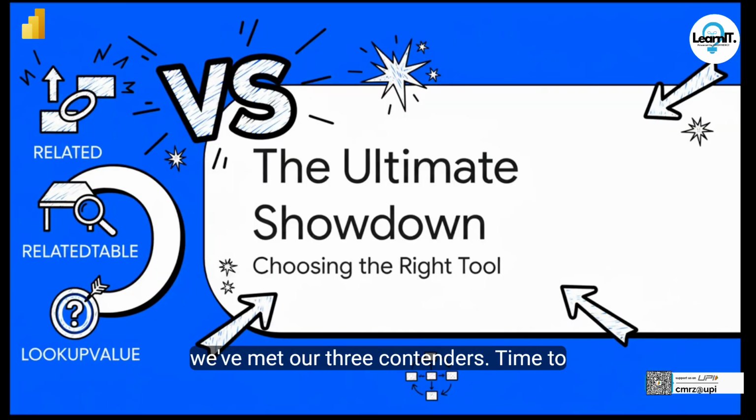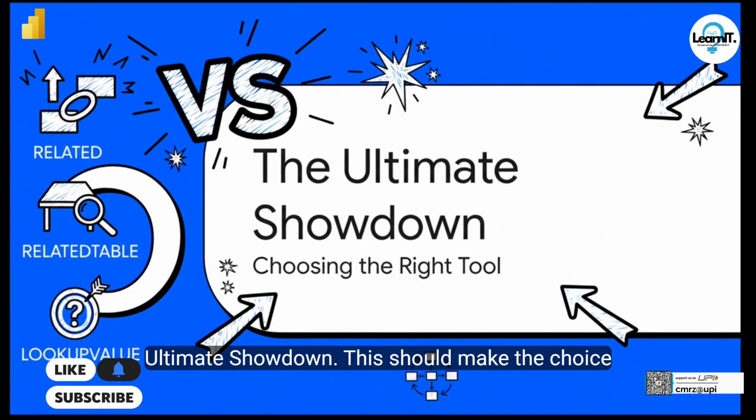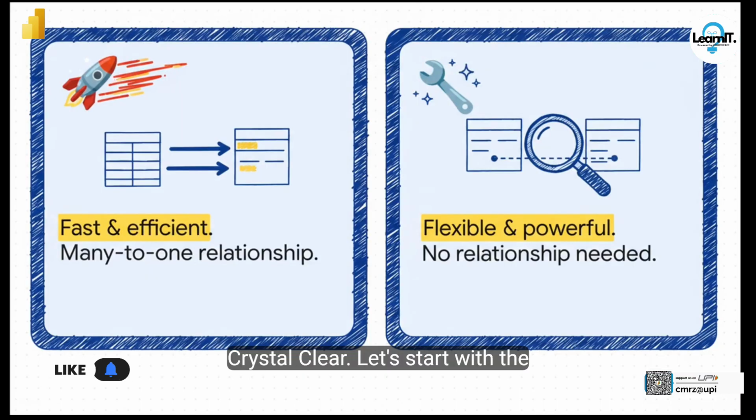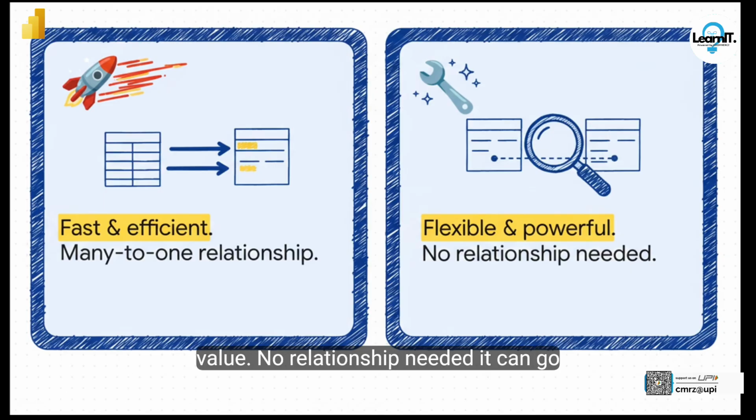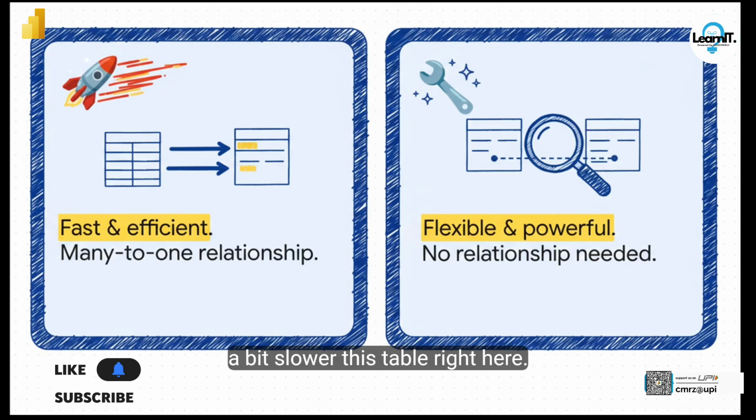All right, we've met our 3 contenders. Time to put them side by side in the ring for the ultimate showdown. This should make the choice crystal clear. Let's start with the most common scenario, fetching a single value. On the left, we've got RELATED. It needs a relationship, it's super fast, and it always goes from the many side to the one side. On the right, LOOKUPVALUE. No relationship needed, it can go in any direction, but it's usually a bit slower.